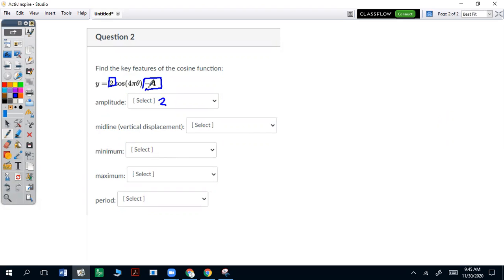Midline is the last number, -4. Now remember, your amplitude is always positive. So even if that had a negative at the front, it would still be 2. Your minimum is midline minus the amplitude. So it's going to be -4 minus 2, which is -6.